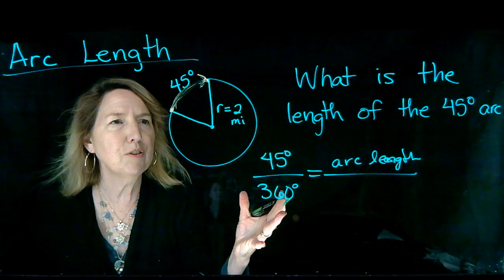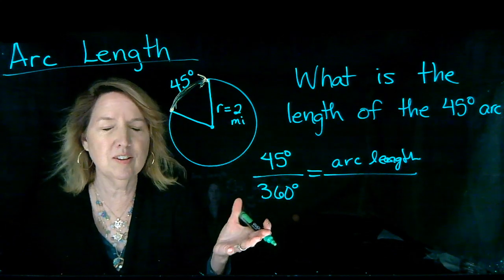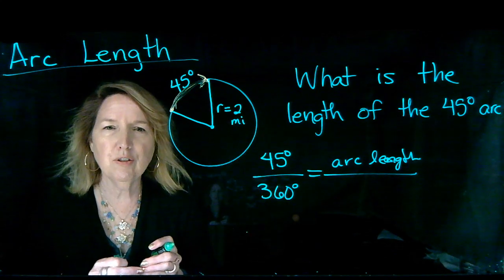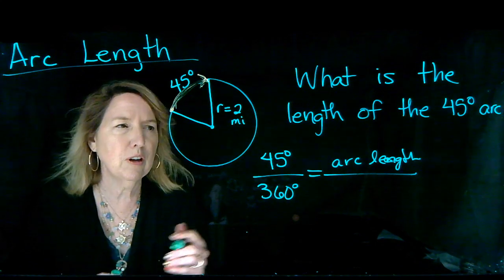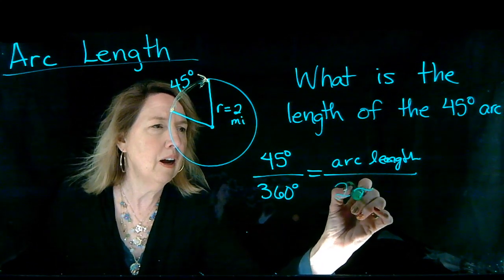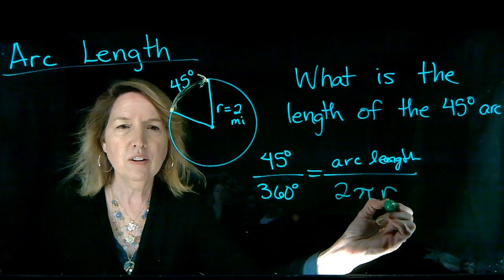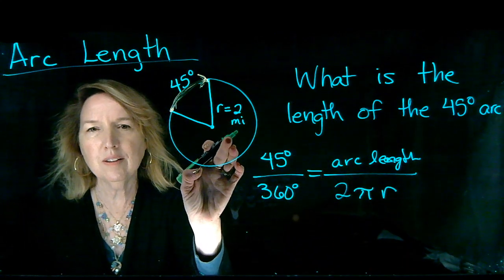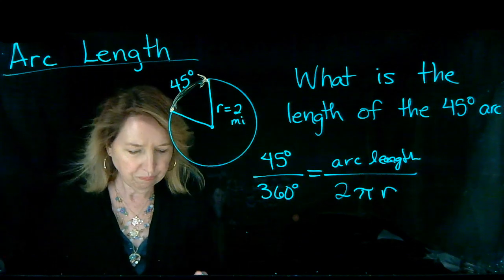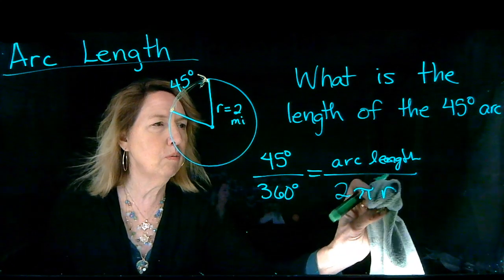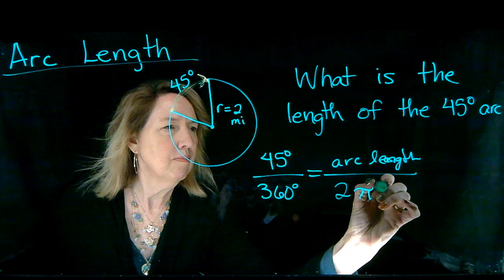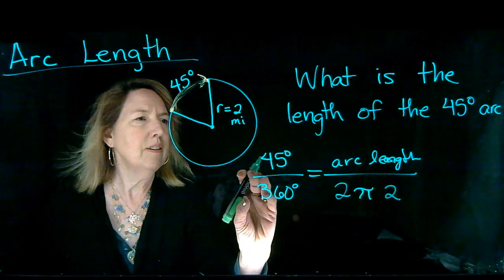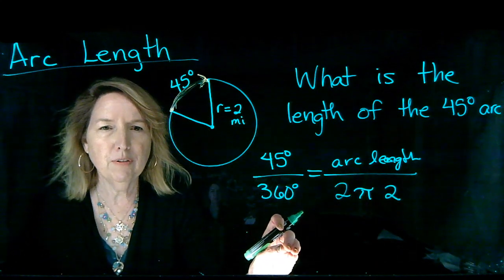They're not telling us what the circumference is, so we're going to have to figure it out using the formula. The formula for circumference is 2 pi r. R stands for radius, and that's why they gave you the radius. The radius is 2 miles, so I'm going to replace the r with 2. And now we have enough information to solve this.